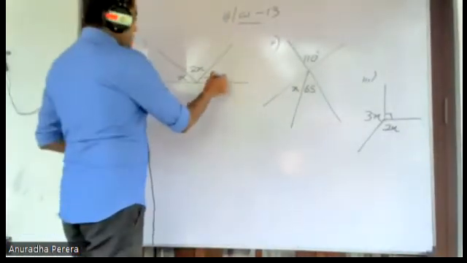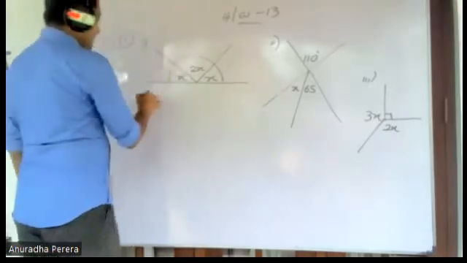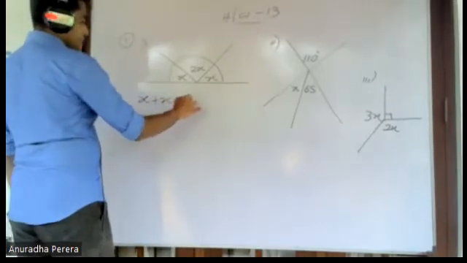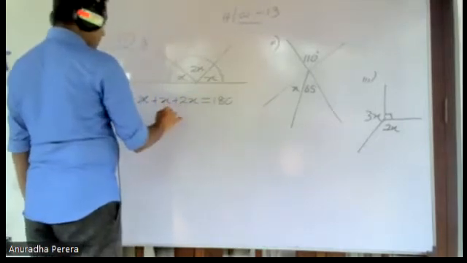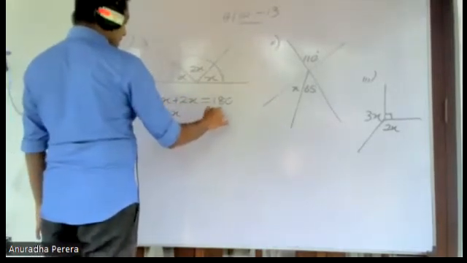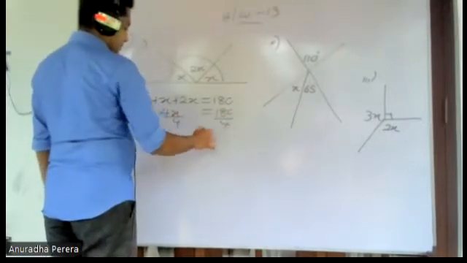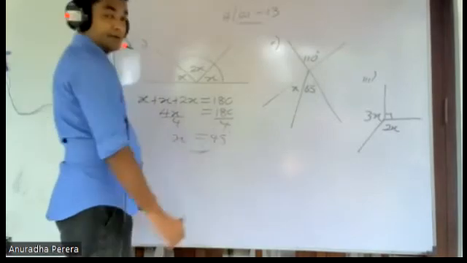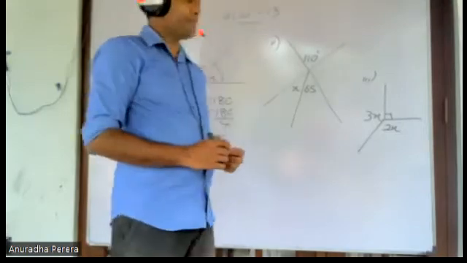The sum of angles on a straight line is 180 degrees. Construct an equation: x plus 2x equals 108... 4x equals 180. Then divide both sides by 4. x equals 45 degrees.